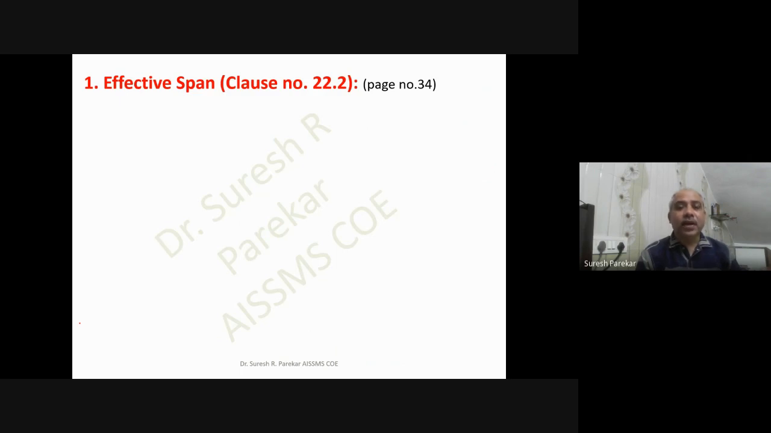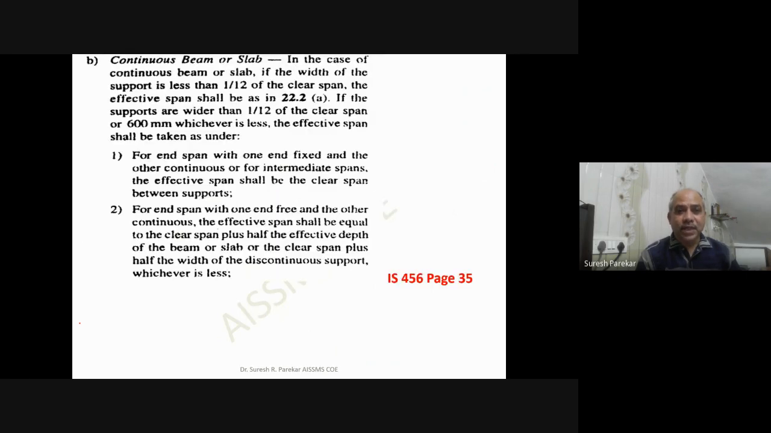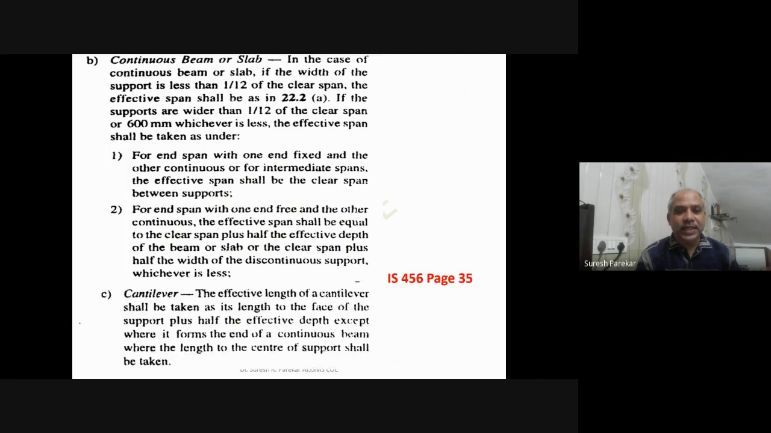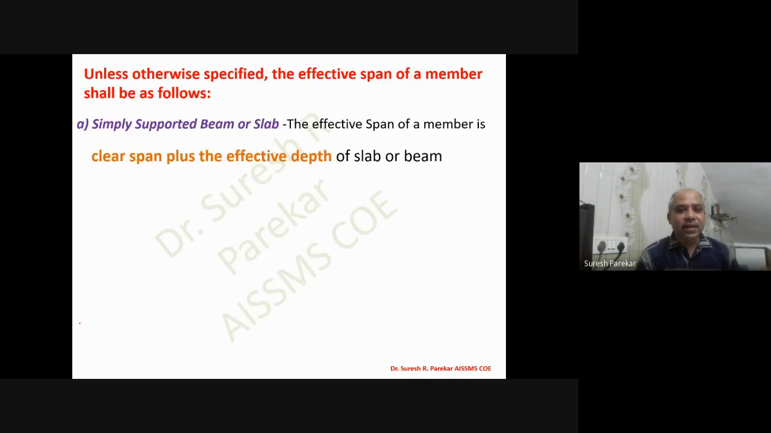Now, effective span: how will we find the effective span? We have clauses given on page number 34, and the clause number is 22.2. This is 22.2 for simply supported beam or slabs. Then this is for continuous beam or slabs, and this is cantilever, which is on page number 35. Now I have written these clauses in short over here.